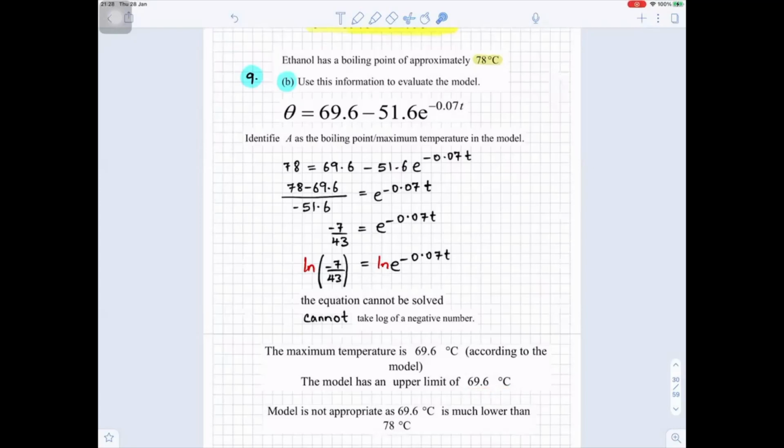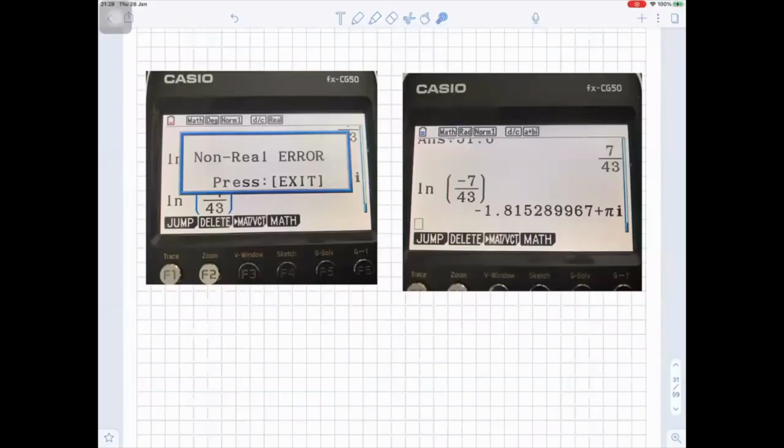So what do we conclude? The model is not appropriate, as 69.6 degrees Celsius is much lower than 78 degrees Celsius. And here, if you try to get natural log of a negative number, it will give you an answer with pi and i, a complex number. But that is if you set your calculator into complex mode.